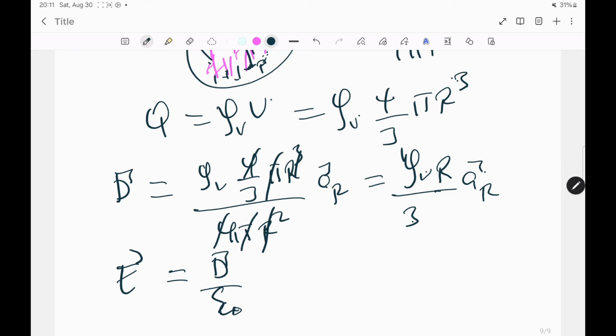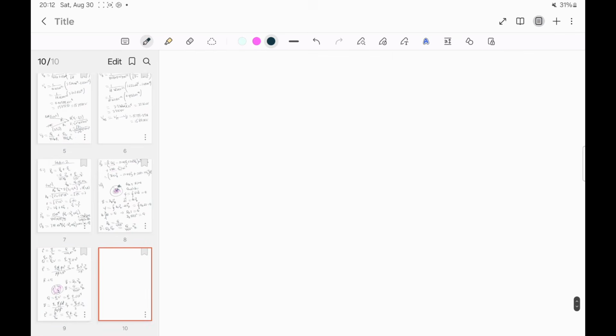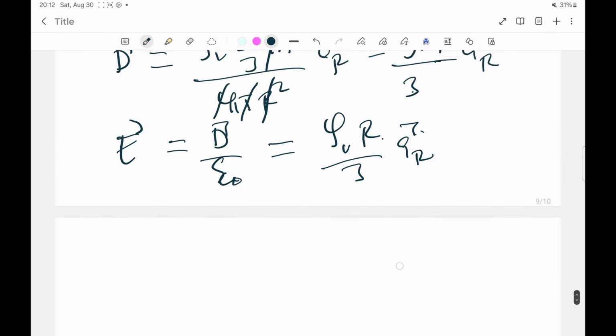Now again, we can find the electric field intensity to be the electric flux density over epsilon naught. So this becomes this. So we get this as our answer for this part, something of this form for R less than A.